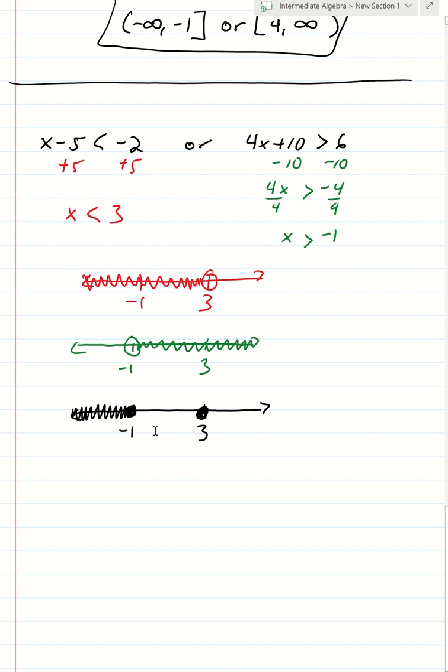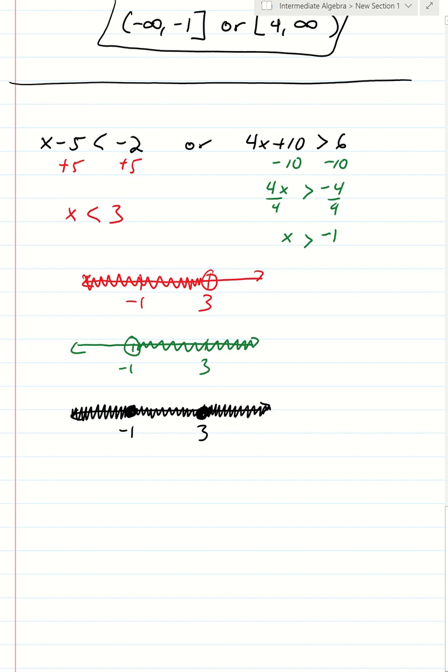Let's take a look in between -1 and 3. Is that region shaded in either color? Well, it happens to be shaded in red and green. So we would have to shade it in black as well. And then lastly, we want to take a look to the right of 3. Is that shaded in either color? Well, it happens to be shaded in green, so we must put it on the black number line.